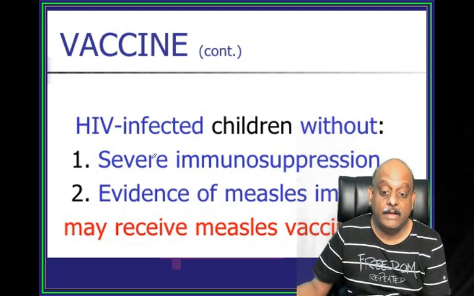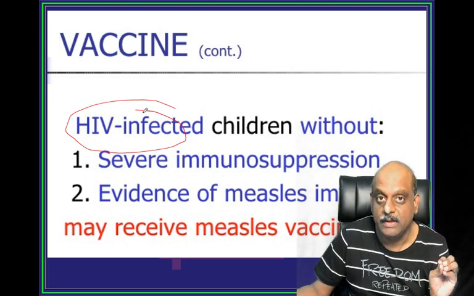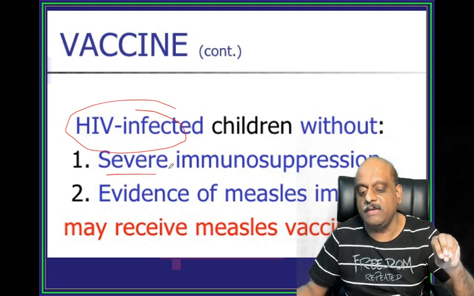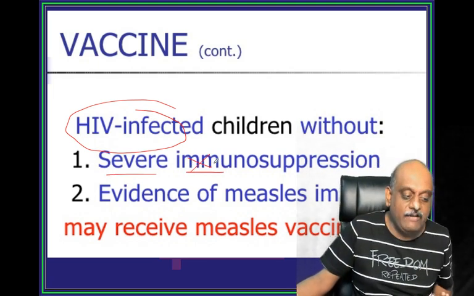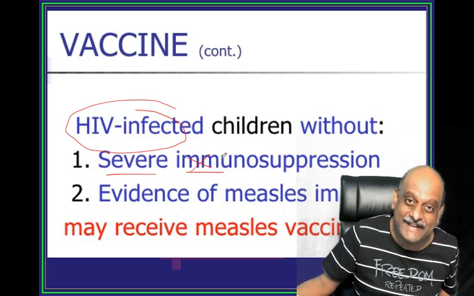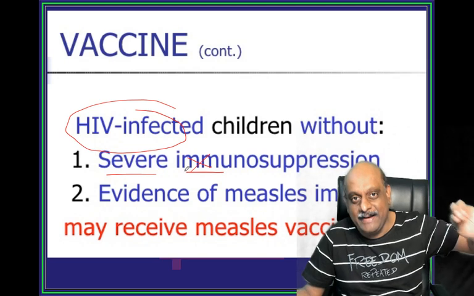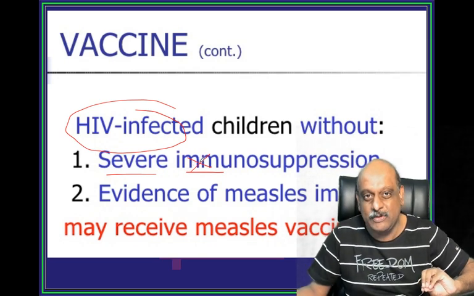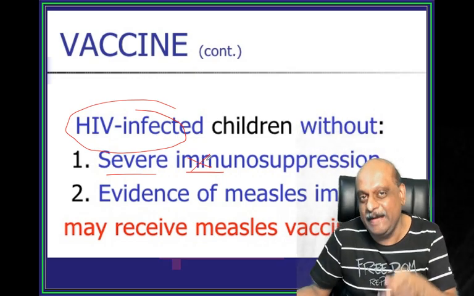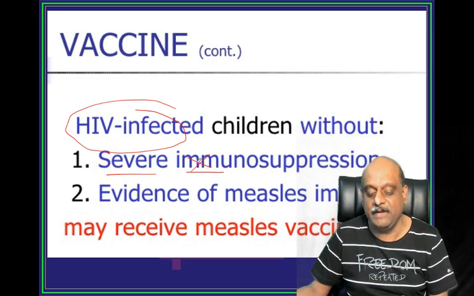Then, if the child is HIV infected without any severe immunosuppression, suppose the CD4 count is good, only HIV positive, can you give measles? These are the practical things. Both the pediatrics external examiner will ask you in the viva, and also in NEET PG, FMGE, PGI, AIIMS, the same things will come in the format of an MCQ.